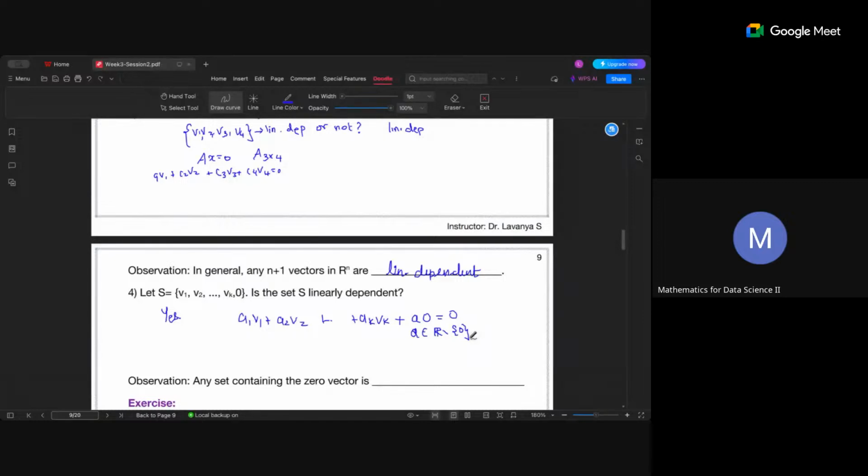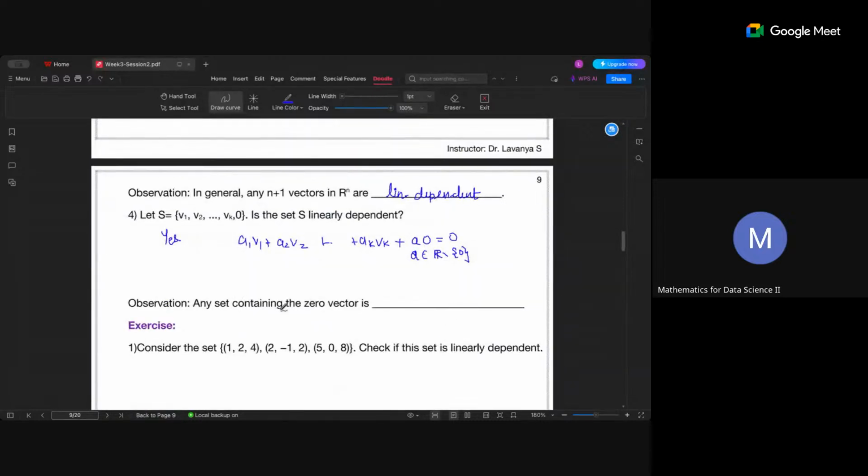Okay, fine. Ma'am, if it is non-zero in the place of 0, then what will happen? We cannot say. It depends on where these vectors are from, and what your k is. It depends on many things. Okay, so any set containing the zero vector is linearly dependent.